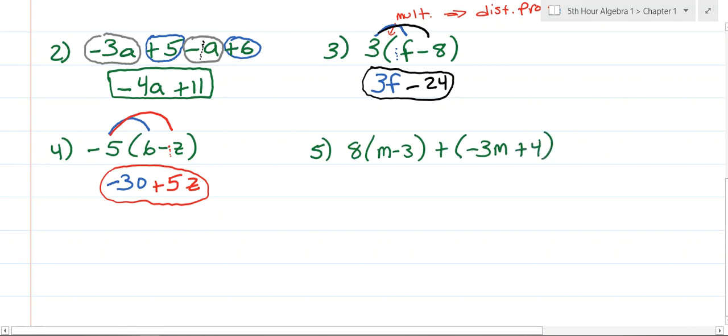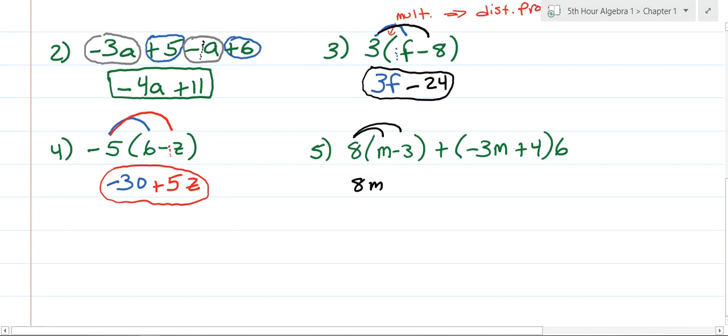So I'm going to look at just the first part of this problem, before that plus sign, the 8 times m minus 3. The only thing I can do there is my distributive property. So this is going to give me an 8m. This is going to give me 8 times negative 3 is a negative 24.